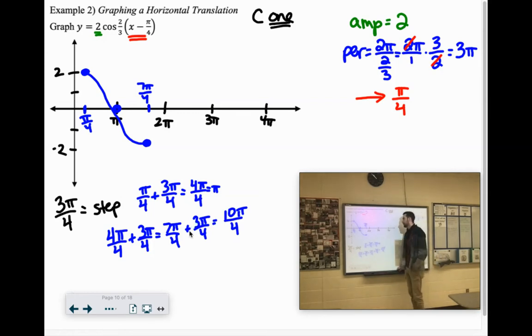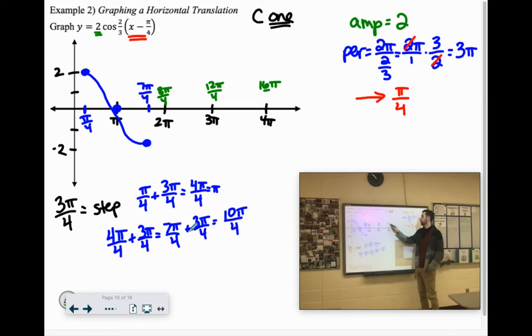Now, 2 pi as fourths would be 8 pi over 4. 3 pi as fourths would be 12 pi over 4. And then 4 pi would be 16 pi over 4. Right? You just take them and multiply them by 4.